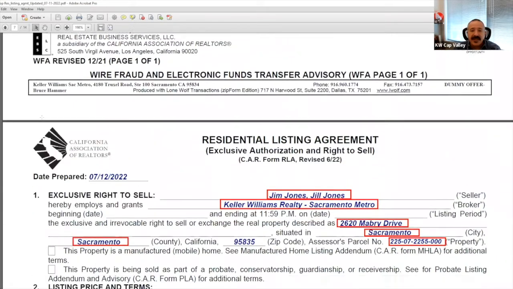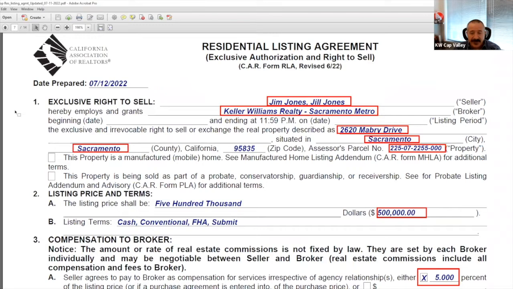And this is our residential listing agreement, finally. First of all, let me just say, it doesn't say anywhere here that this is a contract, but a residential listing agreement is an actual contract. What does that mean? It means that it's not a contract between buyer and seller. It's a contract between, in this case, Jim Jones, Jill Jones as the sellers, and Keller Williams Realty, Sacramento Metro as the broker.